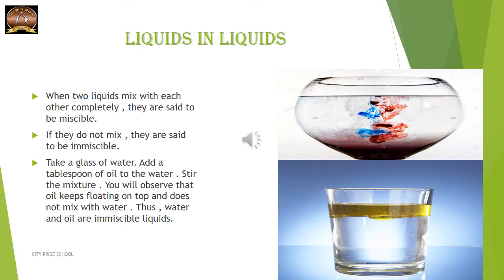But if they do not mix, they are said to be immiscible. For the example given here, you can experiment: take a glass of water, add a tablespoon of oil to the water and stir the mixture. You'll observe that the oil will keep floating on top and does not mix with water. So water and oil are examples of immiscible liquids.